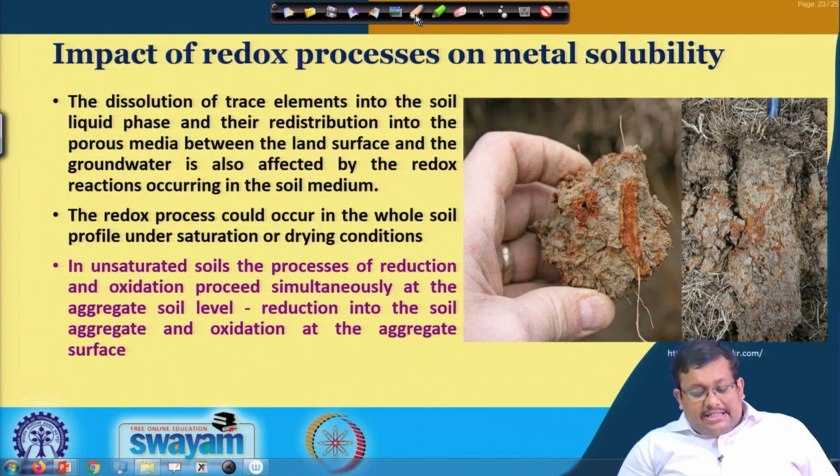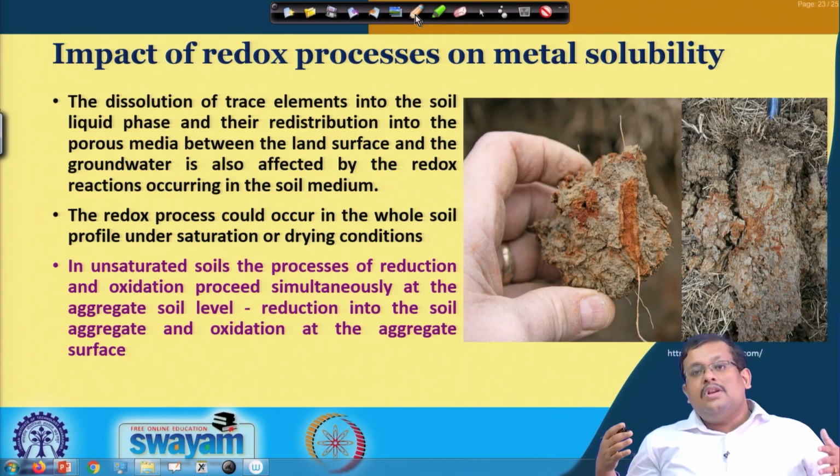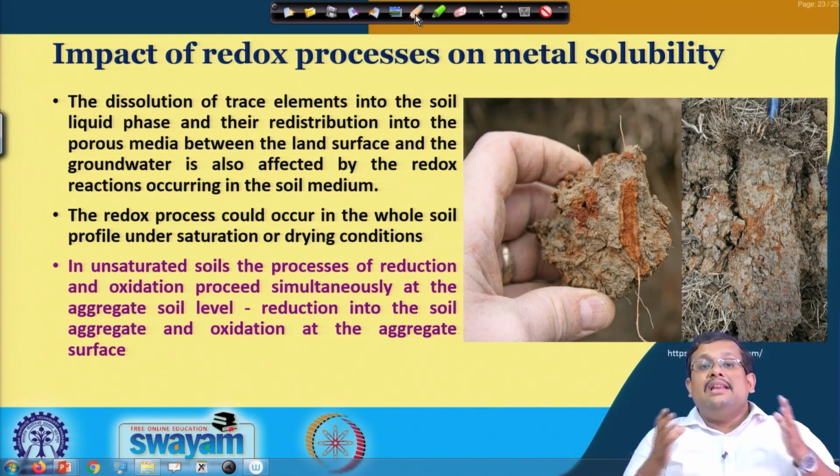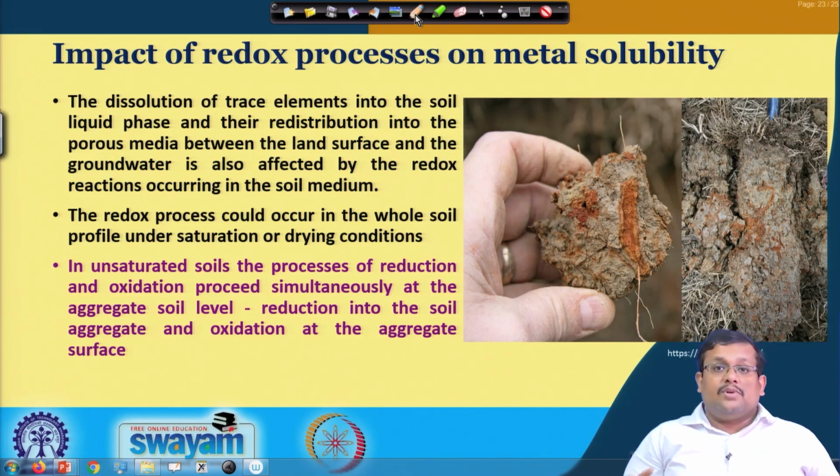Now, in case of unsaturated soil, the processes of reduction and oxidation proceed simultaneously at the soil aggregate level, with reduction inside the soil aggregates and oxidation at the aggregate surface. Obviously, the aggregate surface is in more direct contact with the air, so there will be oxidation, and inside the aggregate, where there is less contact with external oxygen or air, there will be reduction. So in an unsaturated soil, the redox process goes side by side, simultaneously, at the aggregate level.